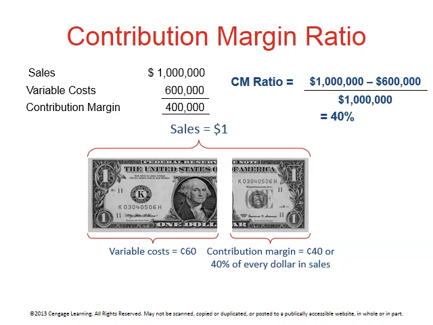So we can look at our broken out dollar. Our sales is a whole dollar. Our variable costs are 60 cents of that dollar. And then our contribution margin is 40% of every dollar sold.